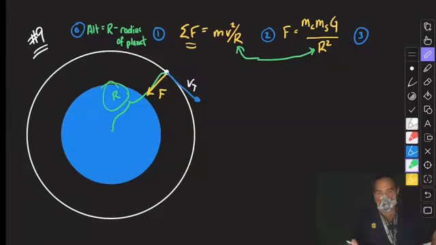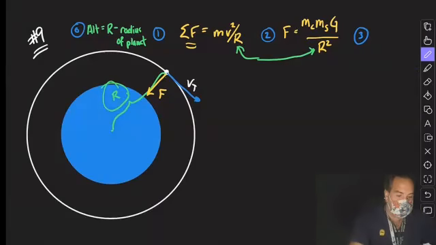The last thing, and this problem doesn't bring this up, but we're talking about orbits, is sometimes instead of asking about a specific speed of an orbit, they might want to know what the period of the orbit is.